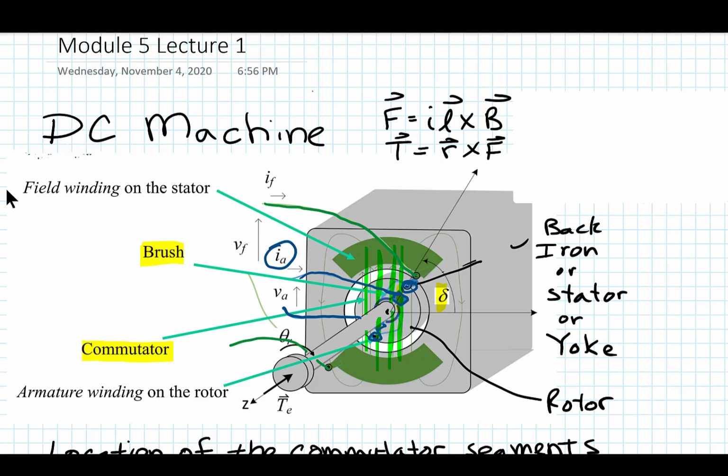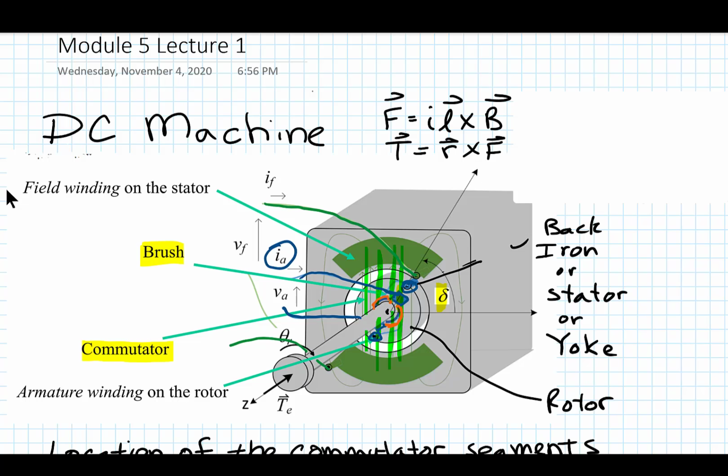Now the brushes ride on top of a conducting copper segment, two segments as a minimum, but usually there are multiple segments. And think of it as a copper ring that is right here, wrapped around the shaft. And then it's cut. There's a cut made right where the brush is located here. And the brush is stationary, but this thing is rotating. And there are these two gaps.